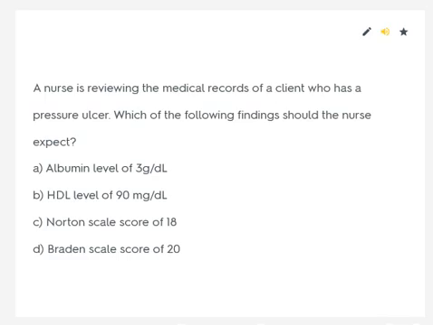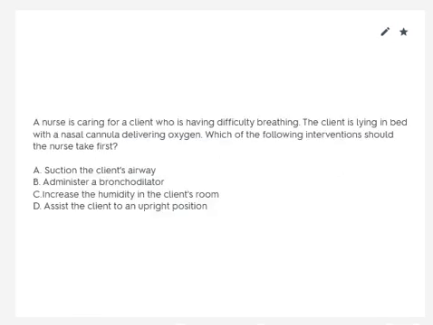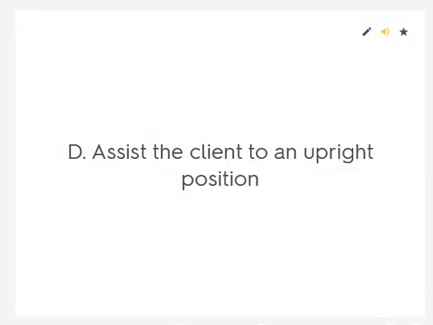A nurse is reviewing the medical records of a client who has a pressure ulcer. Which of the following findings should the nurse expect? A. Albumin level of 3 grams per deciliter. B. HDL level of 90 milligrams per deciliter. C. Norton scale score of 18. D. Braden scale score of 20. A. Albumin level of 3 grams per deciliter. D. Assist the client to an upright position.